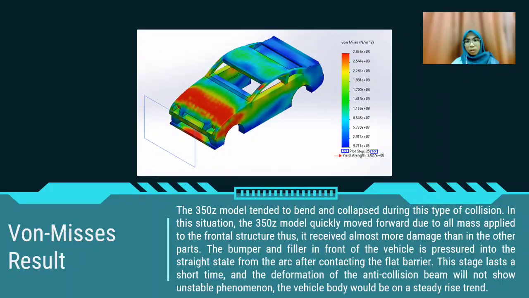The bumper and the front of the vehicle are pressed into a straight state from the top after contacting the flat barrier. This stage lasts a short time and the deformation of the anti-collision beam will not show unstable phenomena. The vehicle body will be on a steady rise trend.